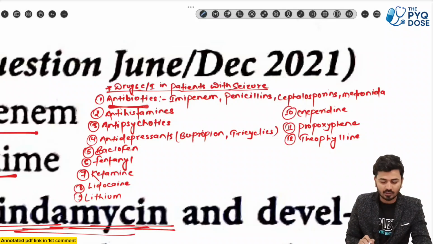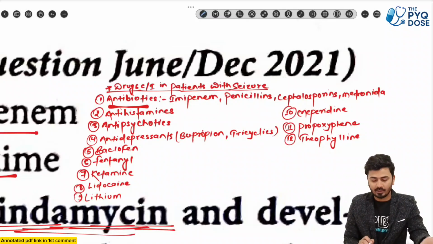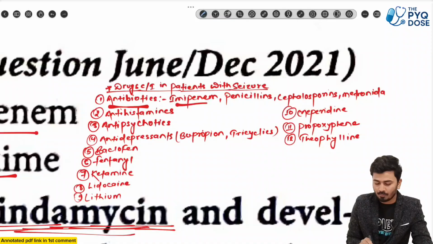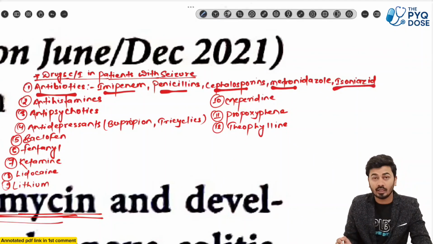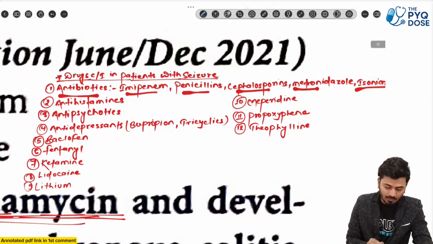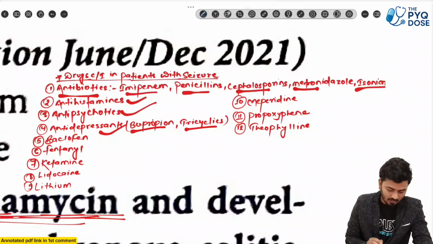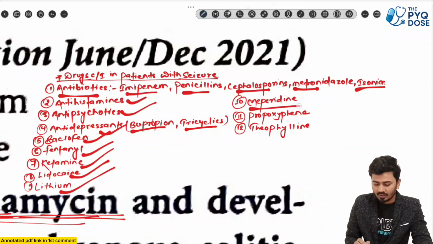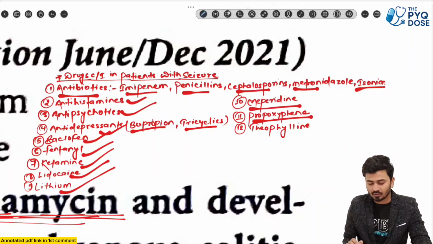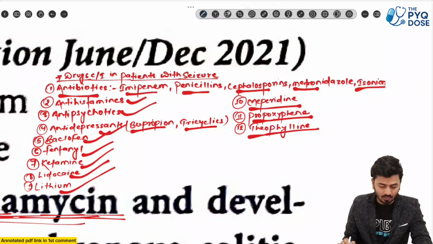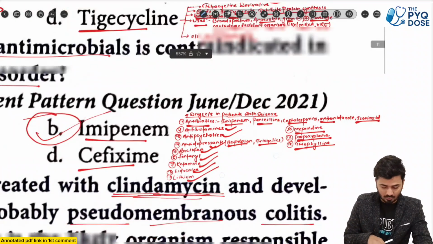In the antibiotics, the drugs which are generally contraindicated in seizures will be imipenem, penicillin, cephalosporin, and metronidazole, along with isoniazid, the anti-tubercular drug. Antihistamines will be contraindicated in a patient with seizure. Antipsychotics, antidepressants like bupropion and tricyclics, and baclofen, fentanyl, ketamine, lidocaine, lithium, meperidine, propoxyphene, and theophylline will generally be contraindicated in patients with seizure.